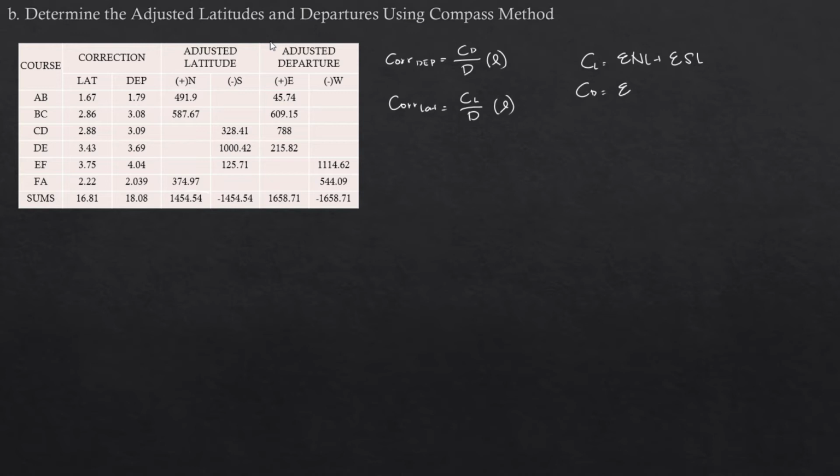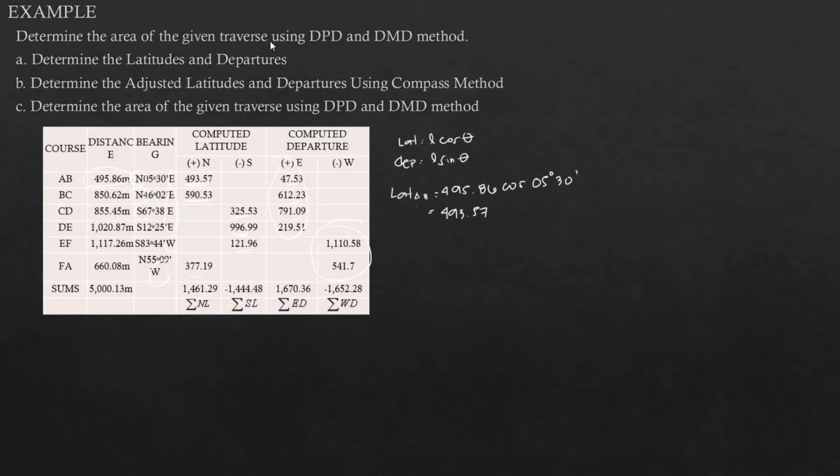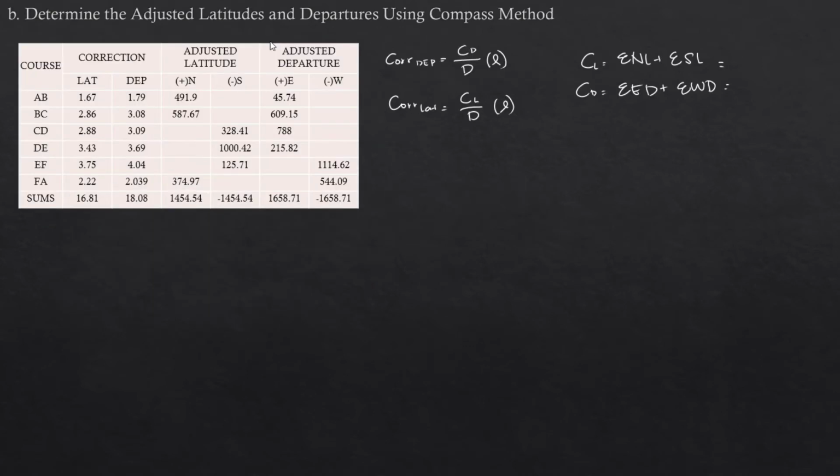CD natin is summation ng east departure plus summation ng west departure. Okay. So, meron tayong summation of north is 1,461.29. Sa summation ng south is 1,444.48. Summation ng east departure, summation ng west departure. Ayan. So, pwede natin makuha yung CL and CD.